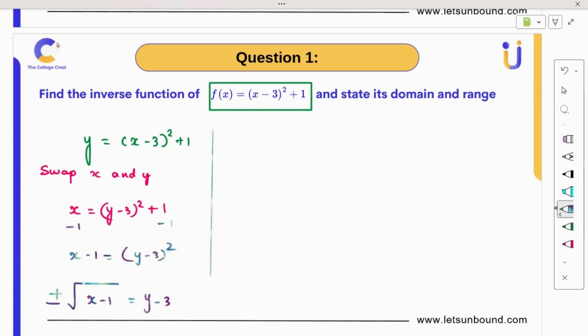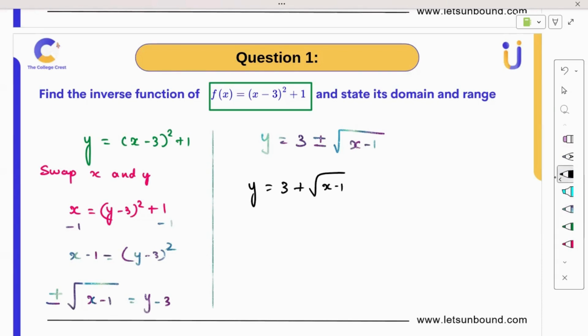This y equal to 3 plus or minus square root of x minus 1. Two equations, two branches we got. So y equal to 3 plus square root of x minus 1 is your right branch. Okay, you can take one and mention that, because if you take both, it will not be an inverse function. So any one you can pick. Generally, you will take the positive, that upper branch, something like that. So this is the right branch.